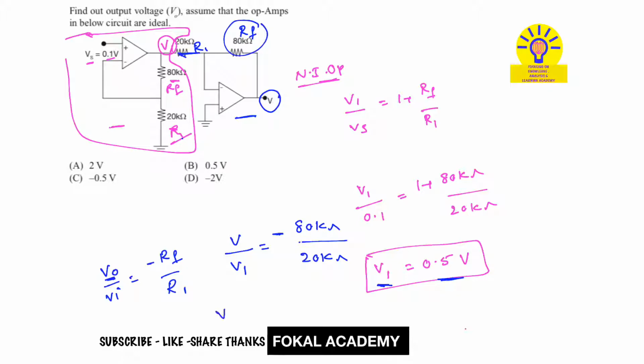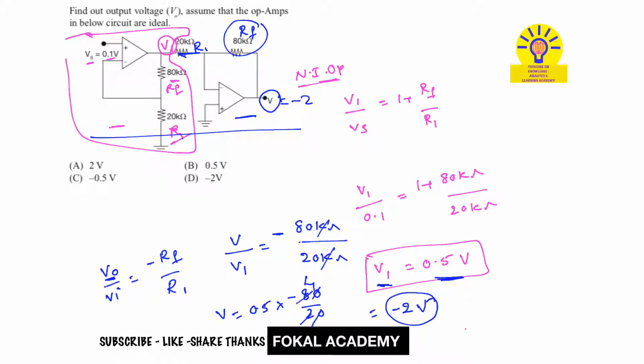So V equals V1, which is 0.5, into minus of 80 by 20. The kilo and the zero cancel, so 2 1s are 2, 2 4s are 8. That's equal to minus 2 volts. This is the total output voltage for the overall circuit, so V equals minus 2 volts. From the options, option D is the correct option.